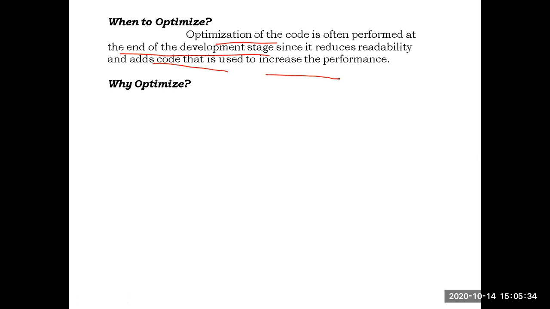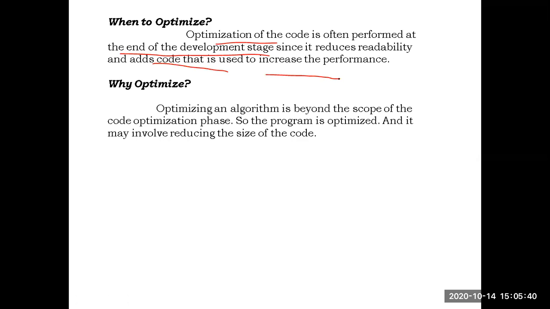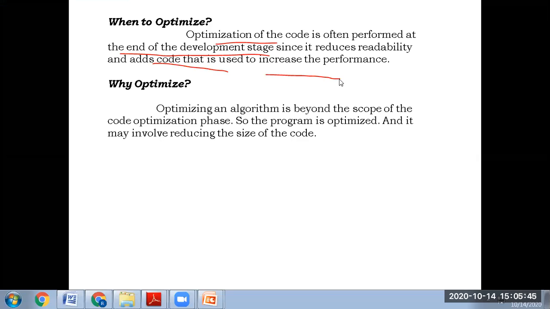Why optimize? Why do we need to optimize the program? What is the necessity of optimizing the program? Optimizing an algorithm is beyond the scope of the code optimization phase. Generally, optimization of an algorithm is not possible by the code optimization technique. At the algorithm phase itself, we are unable to optimize the algorithm. Whatever logic we have selected, we can't apply the optimization on algorithms. That's why the program is optimized. After the complete program is ready, optimization is applied.